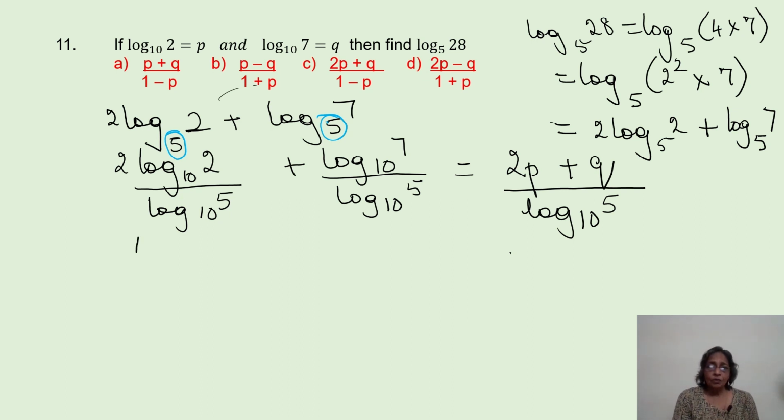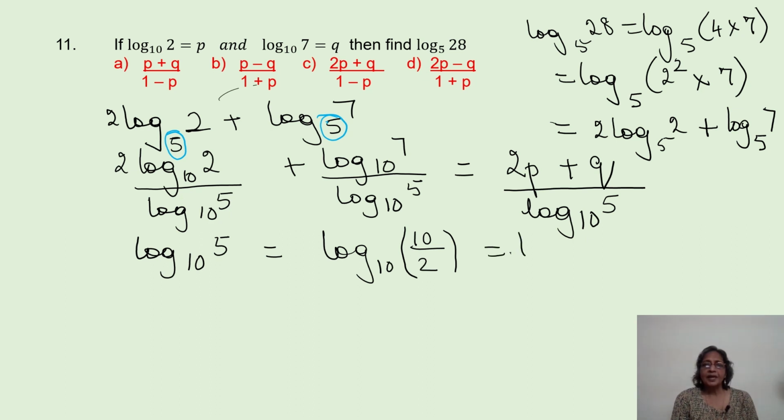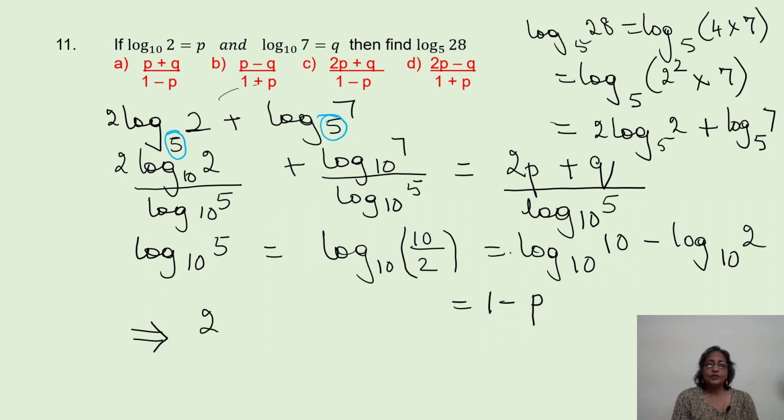So we need to find what is log of 5 to the base 10, which I can write as log of 10 upon 2 to the base 10, instead of 5. Which further I can write as log 10 to the base 10 minus log 2 to the base 10. We are using our quotient law here. And if you look at this, it is nothing but 1 minus p. So finally, what will our answer be? Our numerator is 2p plus q, and the denominator, which we have separately solved, comes out to be 1 minus p. Get this very clear.